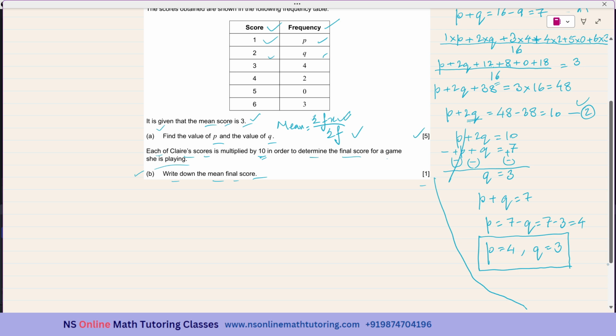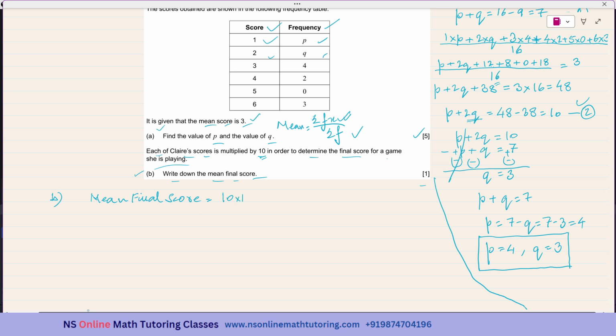If it contained more than 1 mark, maybe 2 marks, you could have written more. I'm just showing you what you should have written in case it had contained more marks. But since it is containing only a single mark, you can just give them the final answer. But anyway, I am showing you the steps. You first of all write mean final score equal to 10 times 1 times p, which is 4.